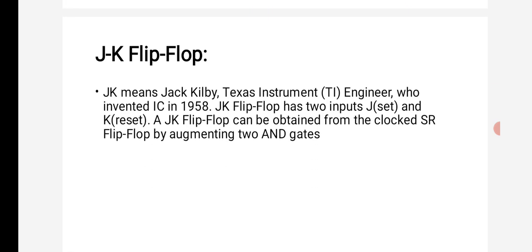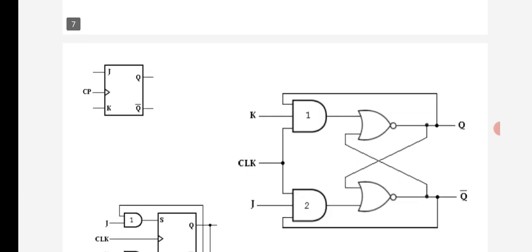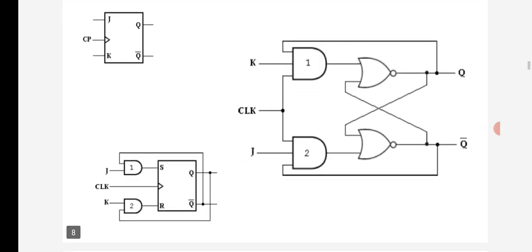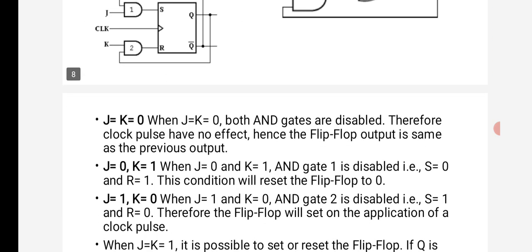Then the JK flip-flop. JK stands for Jack Kilby, the Texas Instruments engineer who invented the integrated circuit in 1958. The JK flip-flop has two inputs, J is set and K is reset. A JK flip-flop can be obtained from the clocked SR flip-flop by augmenting two AND gates. So this is the logic gates and diagrammatic representation of the JK flip-flop.